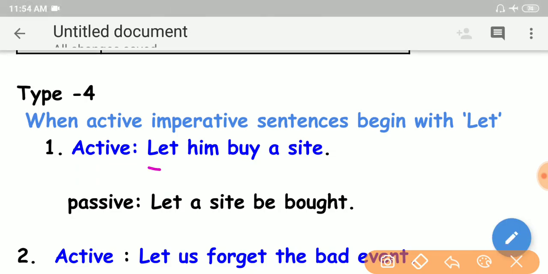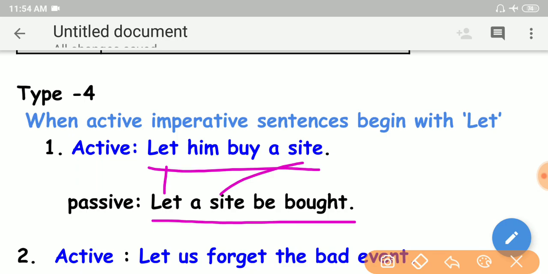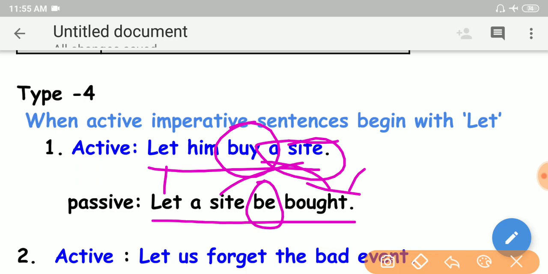See here: let him buy a site. In such cases, let a site be bought. We can use by him if you want, if not, no need to use. This is the thing. Let is used as it is. The object of the active sentence should be brought to the subject position. Again, be is used, and the v3 form of buy, bought, should be used. This is the passive voice of an imperative. Active sentence begins with let, my dear friends.